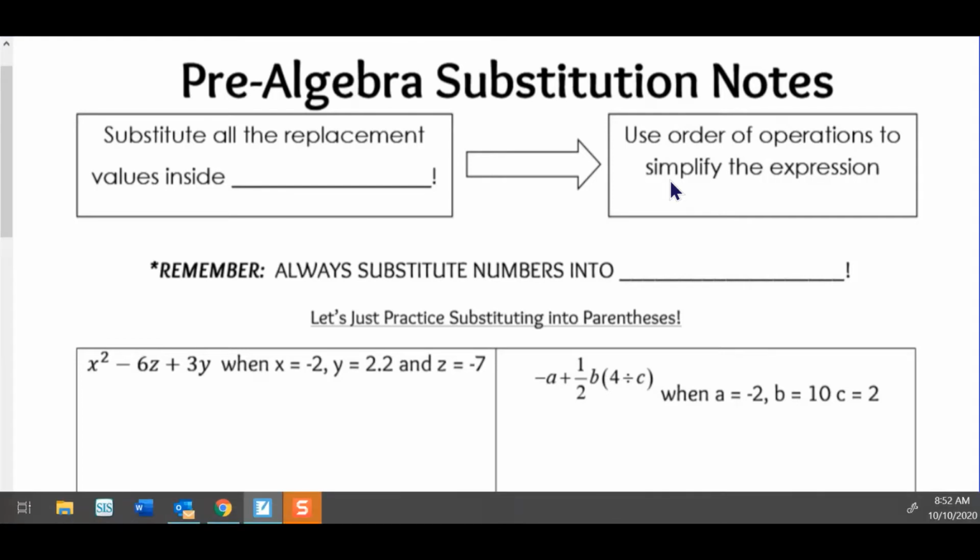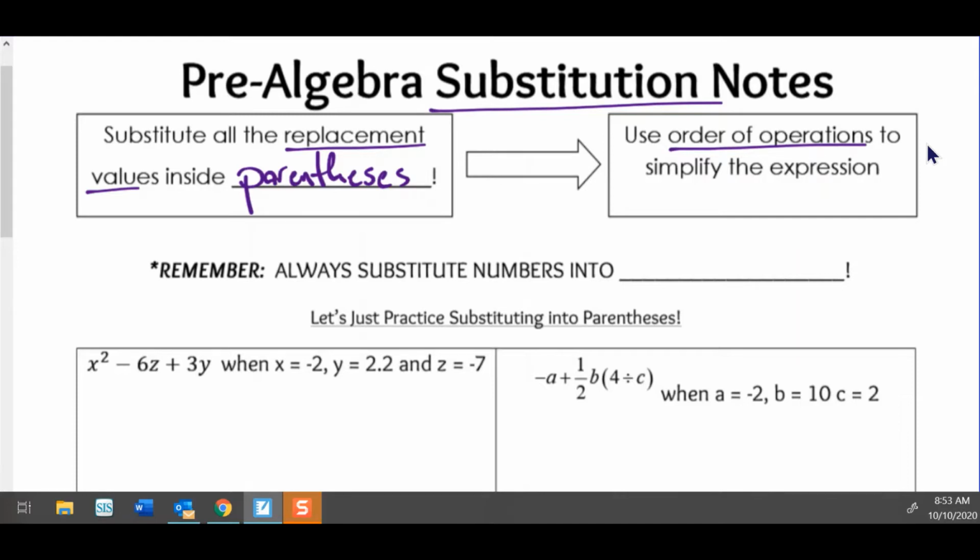Right, here we are going to be talking about substitution. When I say substitution, I just mean replacing a variable with its value, with a number instead of the letter. So all replacement values need to be substituted inside their own set of parentheses. And then from there, we follow order of operations to simplify the expression.